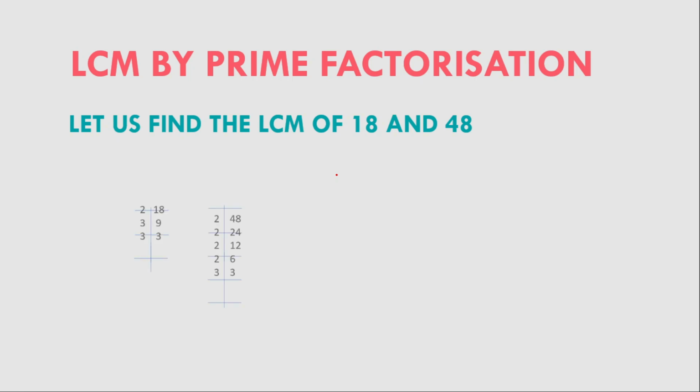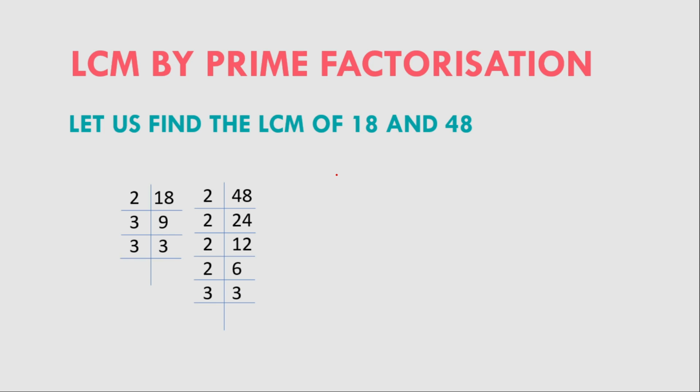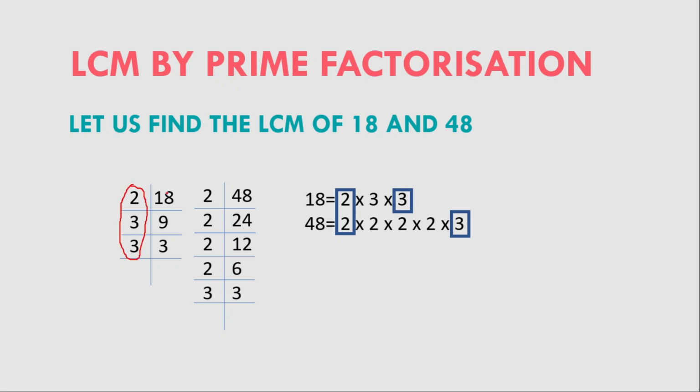Okay, so as we do every time, we have to prime factorize the numbers. So 18 and 48, I have already prime factorized those two numbers. Now we have to write their prime factors: 2 into 3 into 3 and 2 into 2 into 2 into 3. Okay, now we have to check which are the common numbers repeating here. So in the prime factors of 18 and 48, we can see that 2 is repeating in both 18 and 48. So let us underline 2.